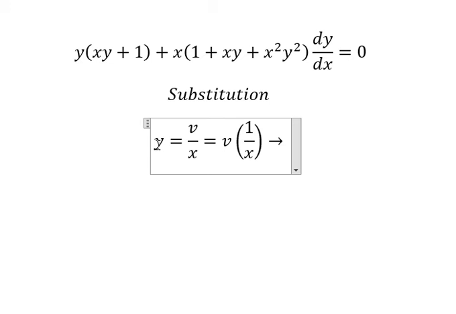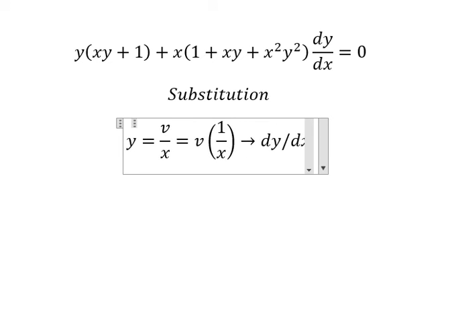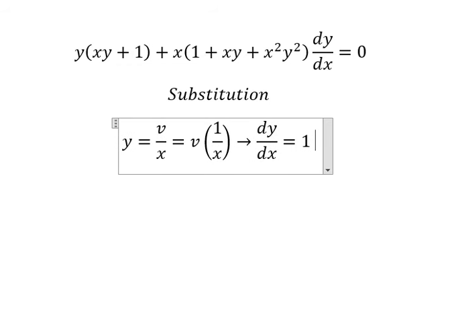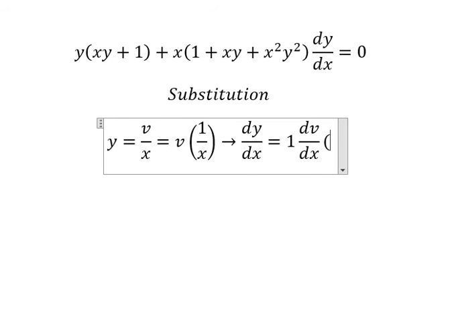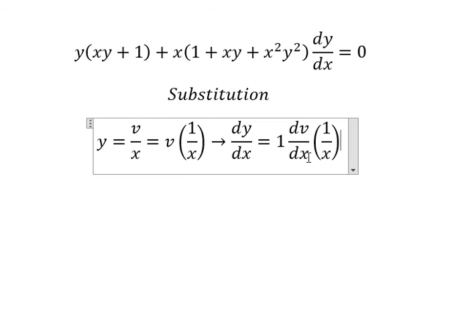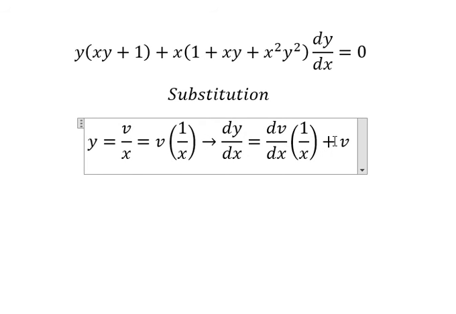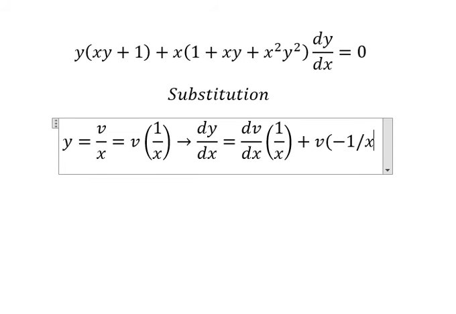So if we do first the derivative of this one, we have dy over dx. First the derivative of v, we have number 1 and we have dv over dx multiplied by 1 over x. And now we can simplify like this. First the derivative of this one, we have v multiplied by negative 1 over x squared.